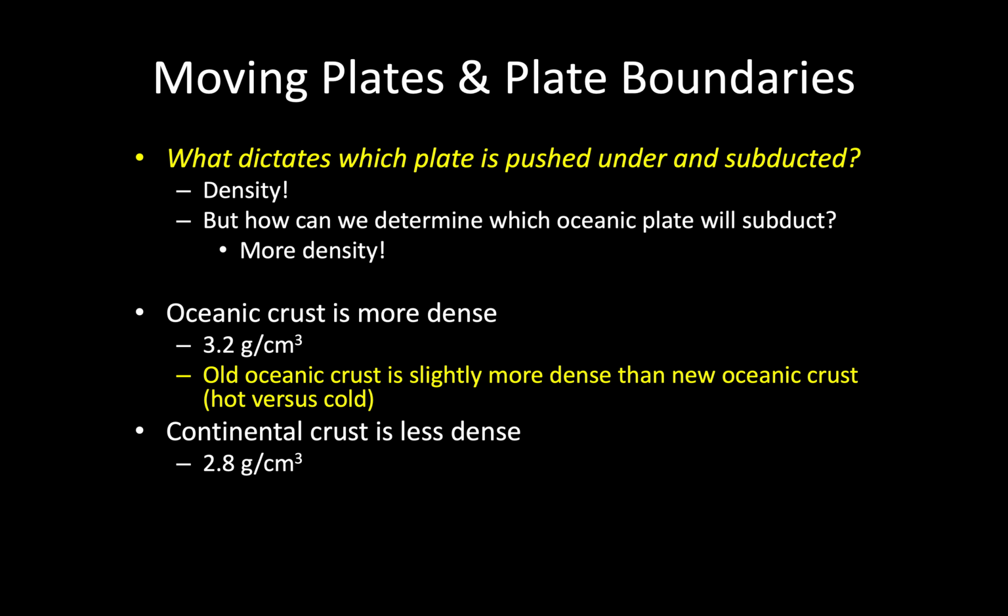Now, what if we had an oceanic boundary? That's going to be a little more difficult, isn't it? Actually, not really. So oceanic crust is more dense, always. Old oceanic crust is slightly more dense than new oceanic crust. And the reason for that is as things get colder, they generally increase in density.